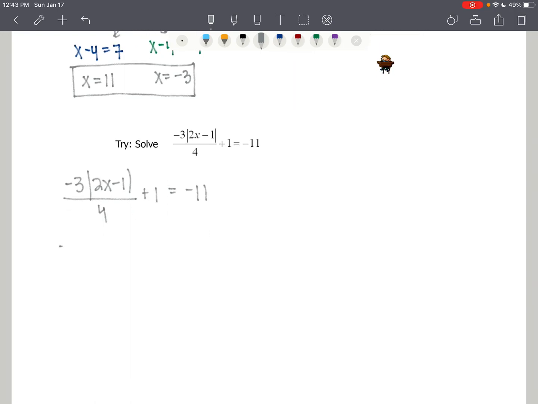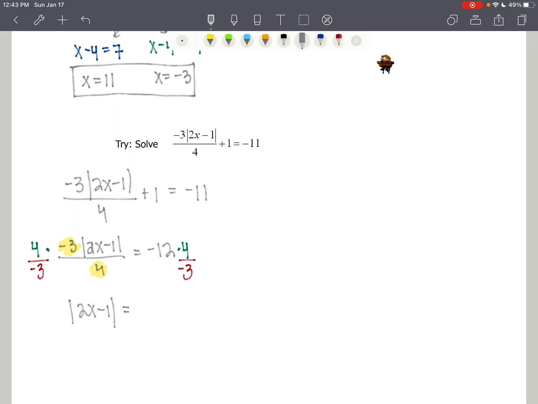We're going to subtract 1 from both sides, so we get negative 12, and then I'm going to multiply both sides by 4 and divide by negative 3. So we're going to end up multiplying both sides by the reciprocal of negative 3/4. So we have the absolute value of 2x minus 1 equals a positive 16, which is a good thing because the absolute value has to be 16.